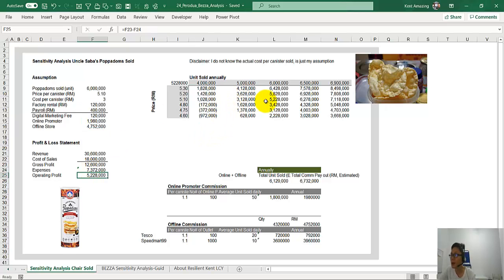Let's look at this. These are 5 million something. The middle is right now the rate of 5 ringgit, and then 5 ringgit 10 cent, and this is 6 million. So it sells 6 million canisters annually. Then you have generated a 5 million company, just by selling each canister at 5 ringgit and 10 cent.